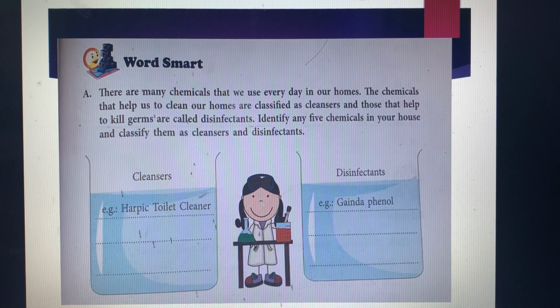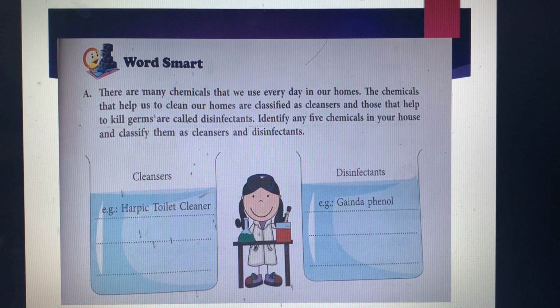Next is, this is the very interesting part, Word Smart. It is given in your book on page number 35. So let us proceed further. There are many chemicals that we use every day in our house. You all know that there are different kinds of chemicals which we use in our home. Like we use Lysol, that is a chemical. We use a cleaner to wash the tiles, that is a chemical. To wash the toilet seats, we use different kinds of cleaner. So those all are chemicals.